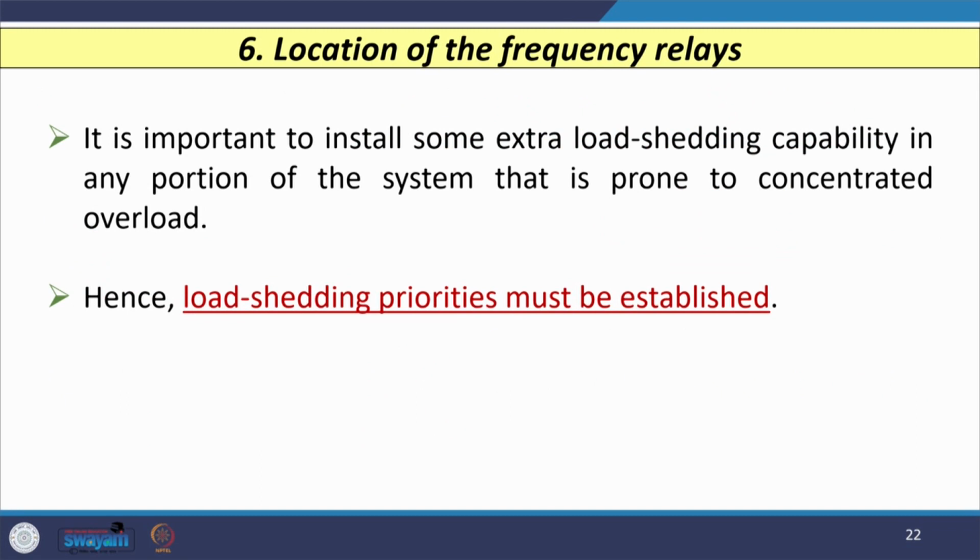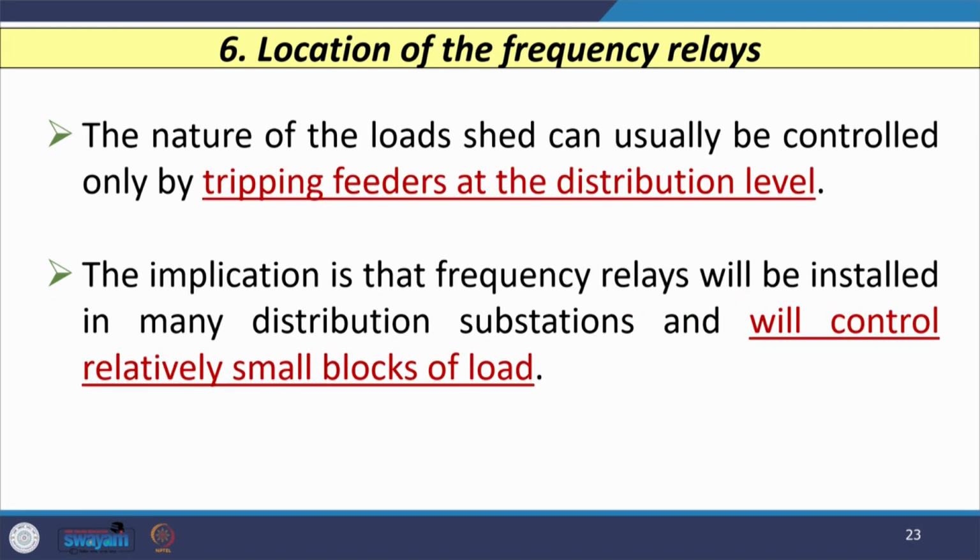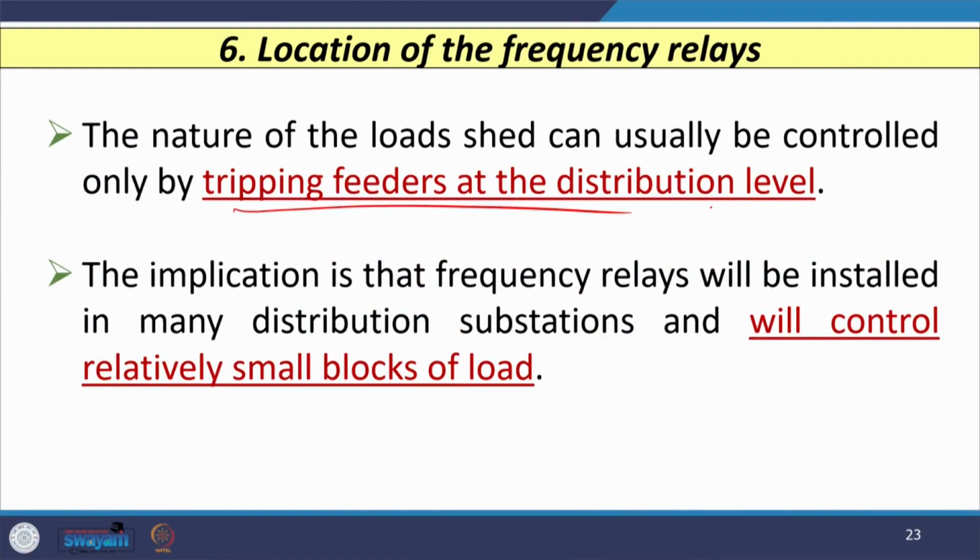So, it is important to install some additional load shedding capability in any portion of the system that is prone to concentrated overload. Hence, load shedding priorities need to be established when we design an intelligent load shedding scheme. And we know that when we apply such a scheme at distribution level, the tripping of feeders at distribution level should be controlled according to the nature of the load that is to be shed.